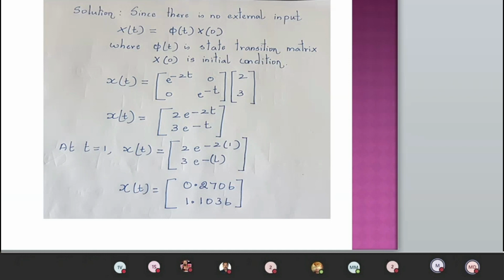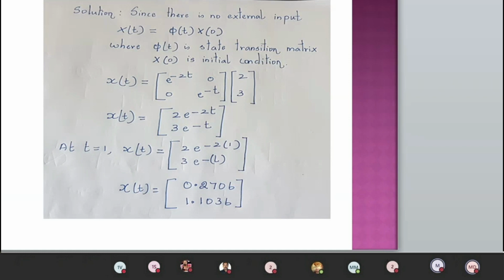Now, x of t is equal to phi of t into x of 0. You don't have any external input. Where phi of t is the state transition matrix, x of 0 is the initial condition. So x of t from the question: e power minus 2t, 0, 0, e power minus t. X of 0 is 2, 3. So you have a matrix which is 2 cross 1. So 2 into e power minus 2t plus 3 into 0, so 2 e power minus 2t. 0 into 2 plus 3 e power minus t, 3 into e power minus t. That's the x of t.